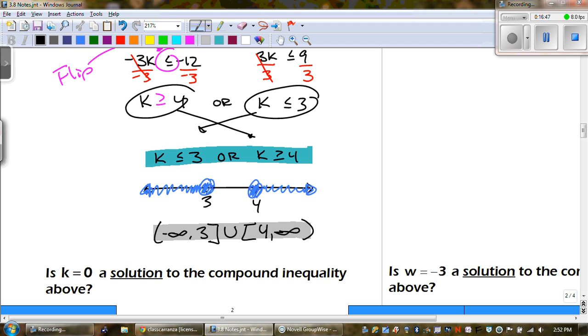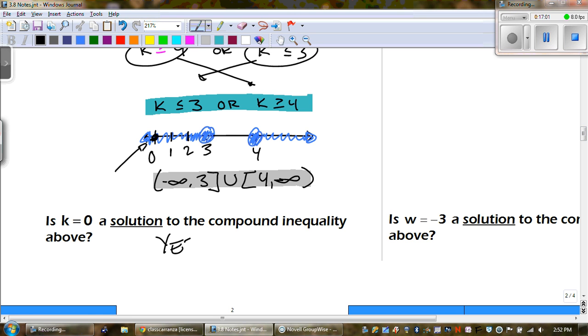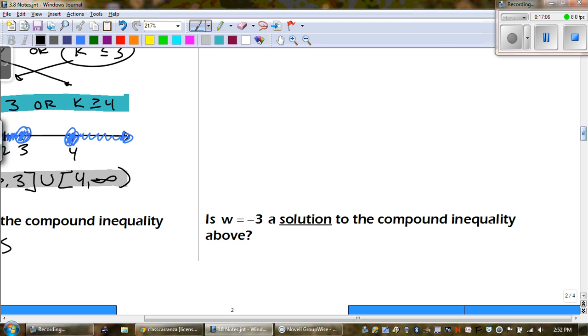So is k equals 0 a solution? Well, there's 2, there's 1, there's 0. Is it part of the solution? The answer? Yes, it is. Okay, it's shaded in. It's part of the answer.